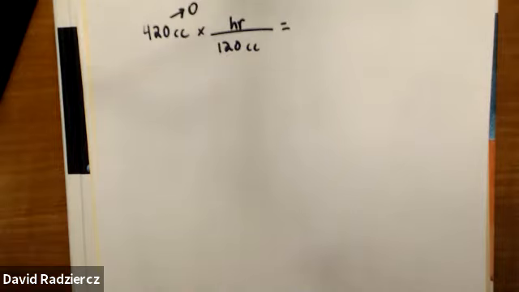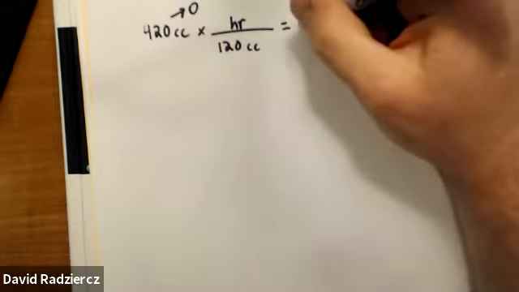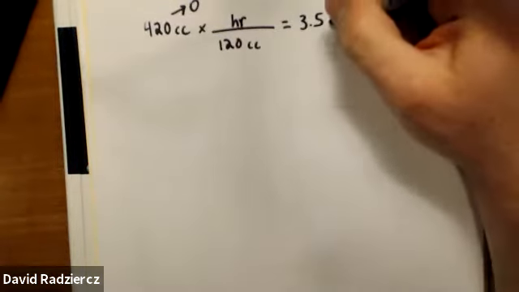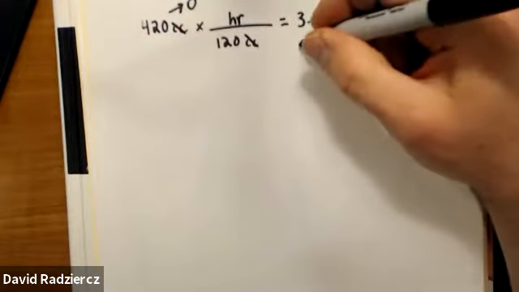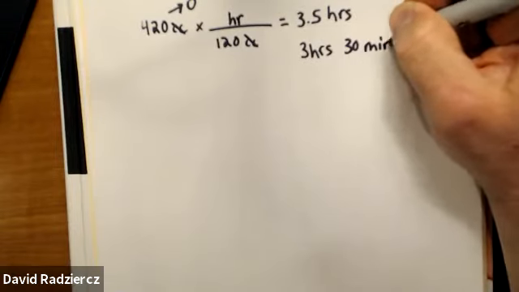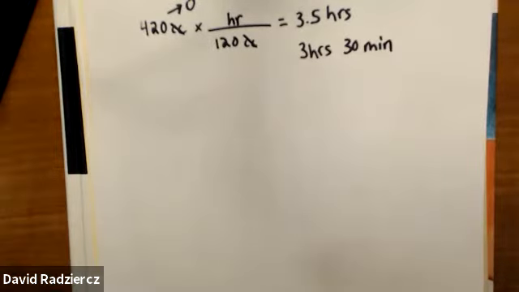So using my calculator, 420 divided by 120 gives me 3.5. Okay, 3.5 what? Hours. So the time would then be 3 hours, 30 minutes. Does that make sense? For 15. Sometimes that question gets asked, if it started at this time, what time would it end?